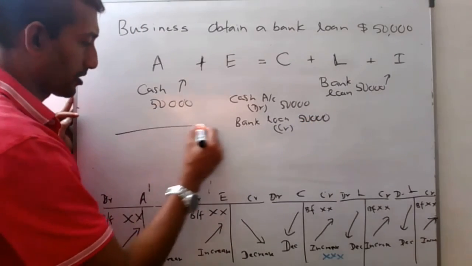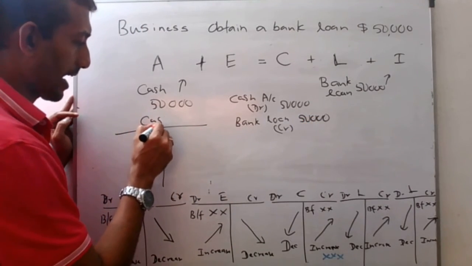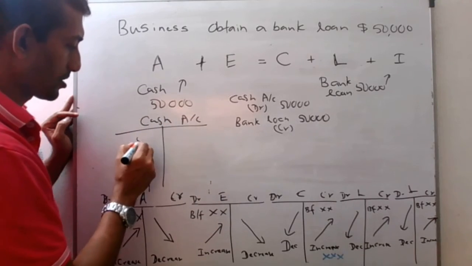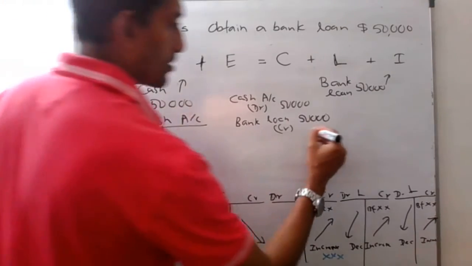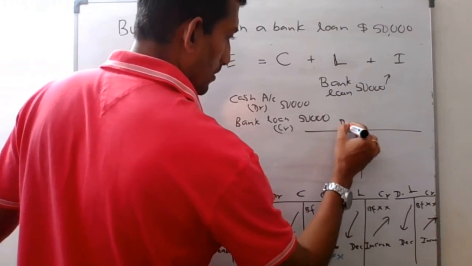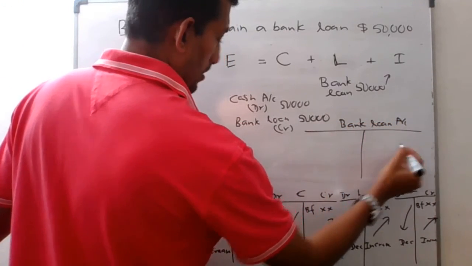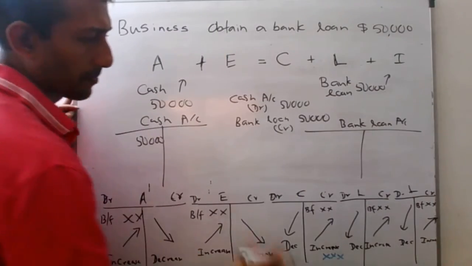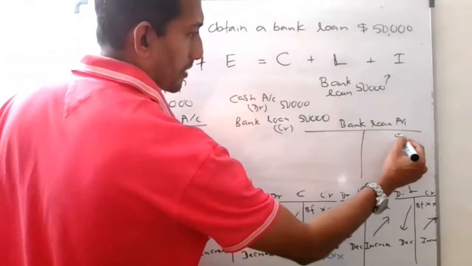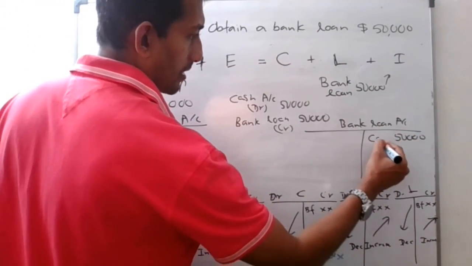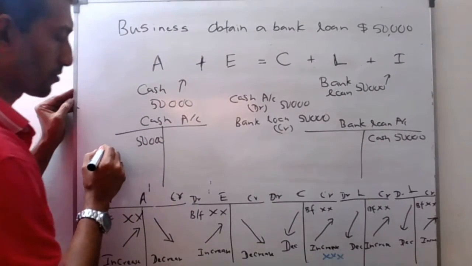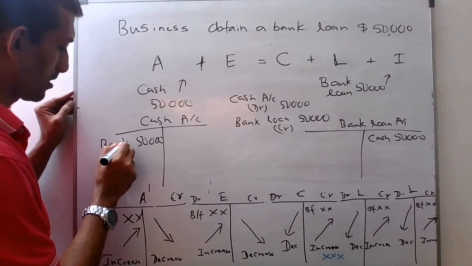If I put it into the ledger, in cash I'm receiving 50,000 bank loan, and because I'm increasing the bank loan, I'm crediting 50,000, and here I would say cash, here I would say bank loan.